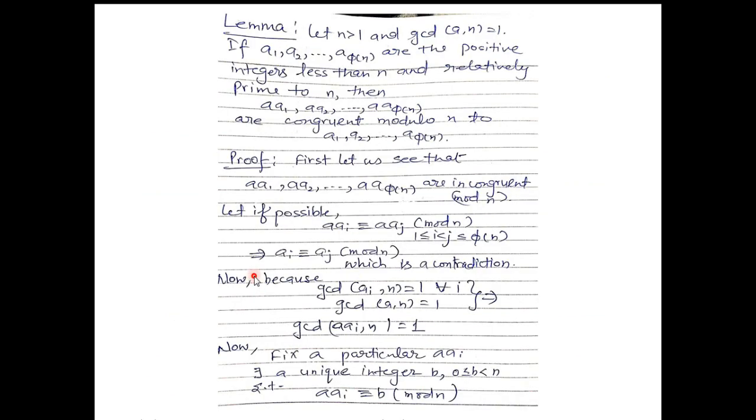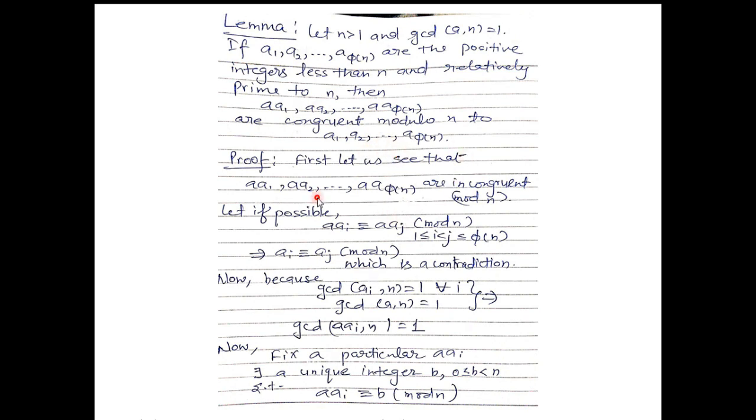Next, we are going to see a lemma. This lemma says that if n is greater than 1 and a and n are relatively prime, and if a1, a2, up to a phi n are the positive integers less than n and relatively prime to n, then a a1, a a2, up to a a phi n are congruent modulo n to a1, a2, up to a phi n.